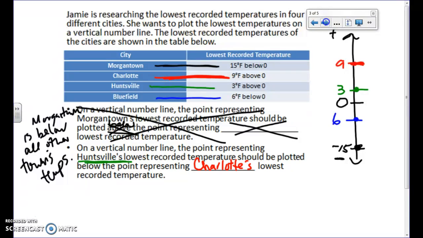Sorry about that first example, but there you go. That should be Charlotte's. They're below Charlotte. That's the only one that had a higher lowest temperature. That makes sense. Okay, so you might see a problem like that.